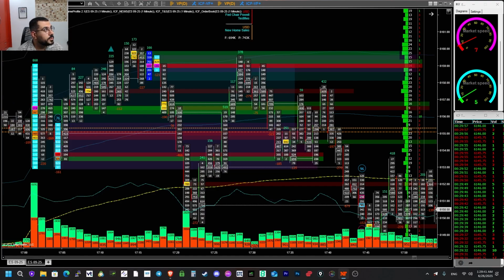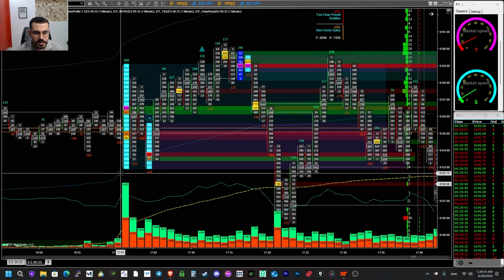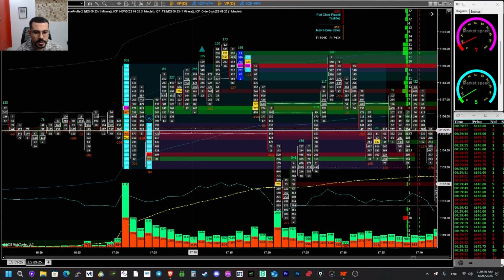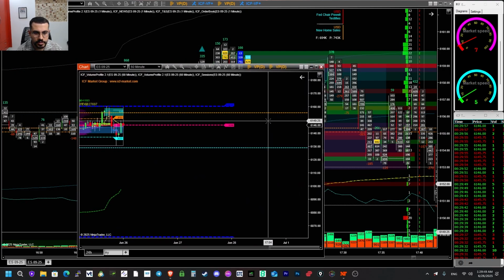So let's go to 1 minute candles. This is NYC open, and this is the value area high I talked to you about. It's the orange line up here.